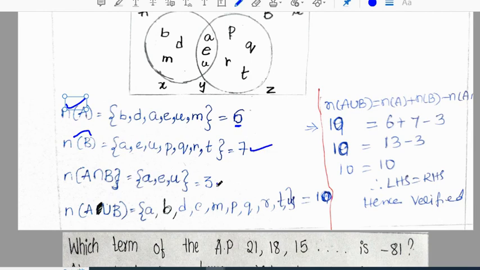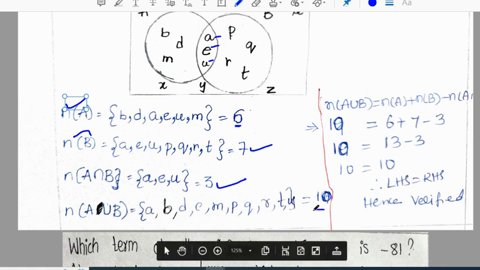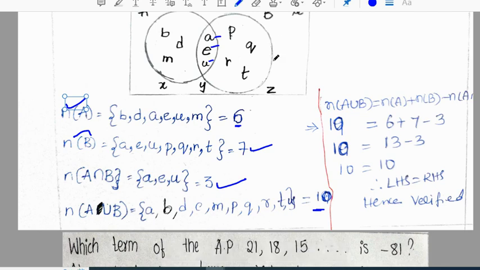N of A intersection B is 3 elements. There are 3 elements in A intersection B. And N of A union B, we have 10 elements. So don't consider X, Y, Z. They are outside the A union B. So we will use the formula, left hand side and right hand side.